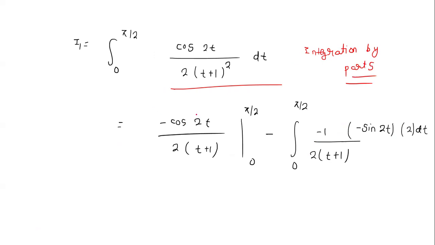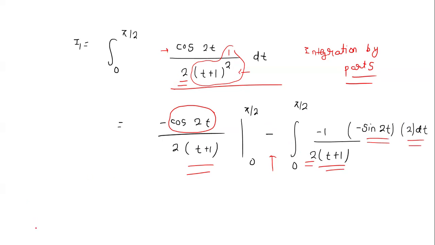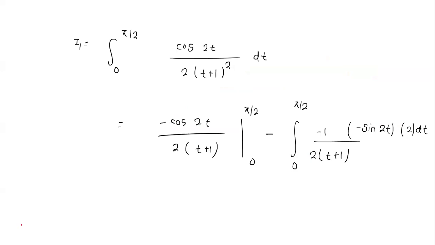So what you can do, you can remain this cos 2t as it is, and 1 divided by this (t plus 1) whole square, integration will become like minus 1 divided by t plus 1, and then there is a minus sign, and then the integration of this 1 divided by (t plus 1) whole square is this. The 2 factor is coming from here, and cos 2t differentiation is minus sin 2t, and 2t differentiation is 2 times dt. So this is the integration by parts I apply here.